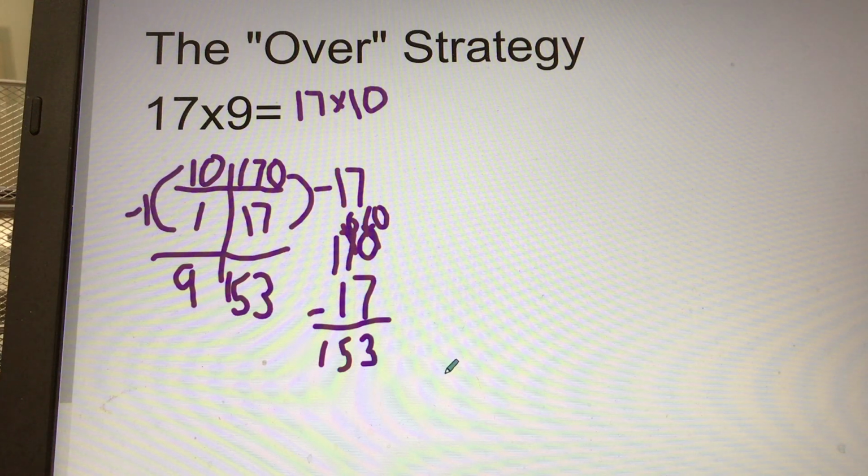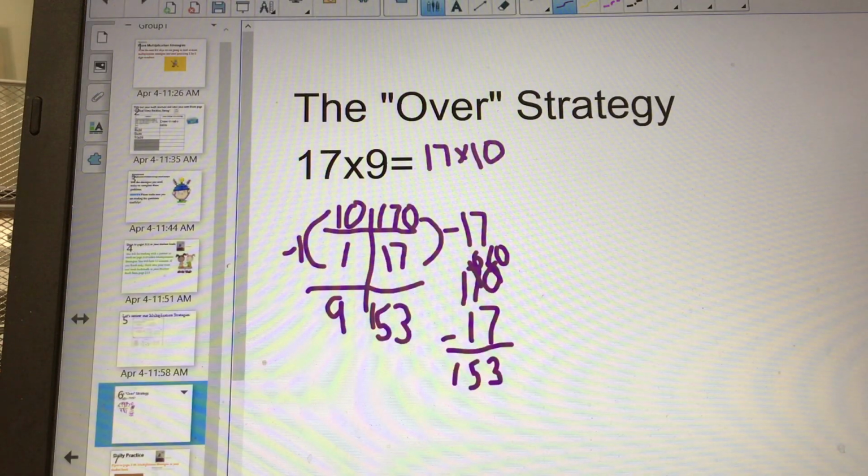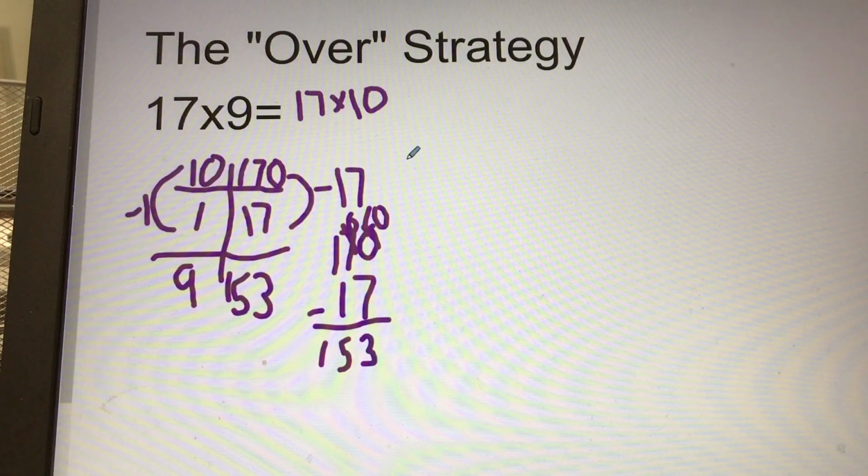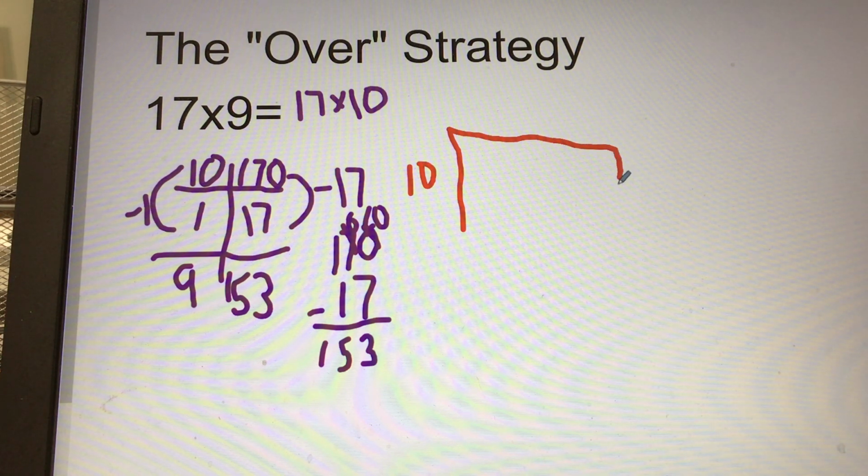Okay. Now let me show you with an area model. Okay, I'm just going to switch colors of my pen real quick. Okay, for an area model, I'm going to start the same way. I'm going to have a 10 by 17. You're going to have to forgive my squares. They're not perfect rectangles, I should say. 10 by 17. And I know that's 170.